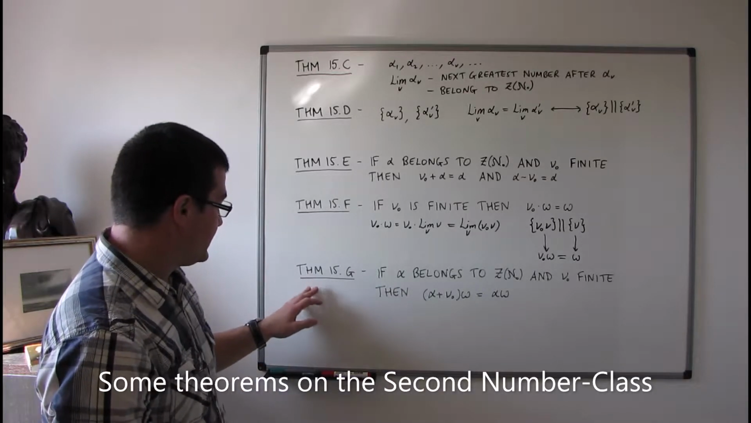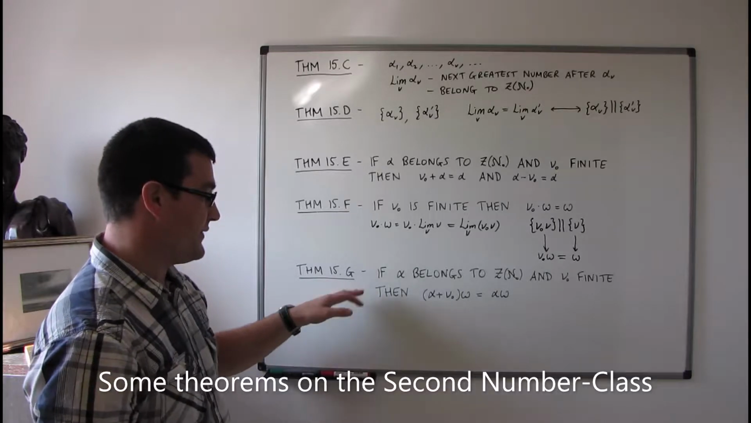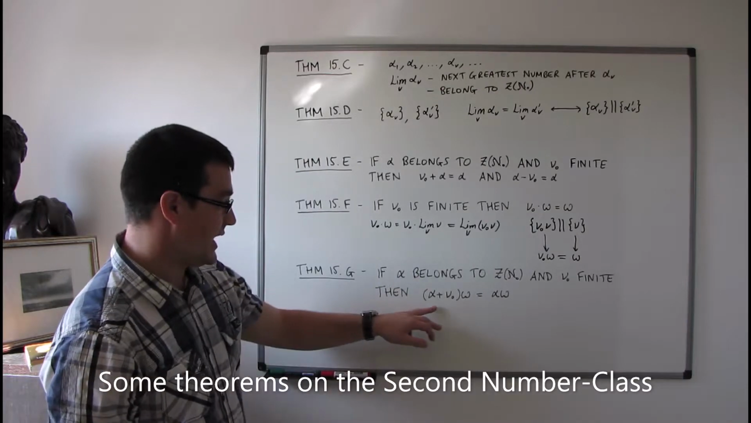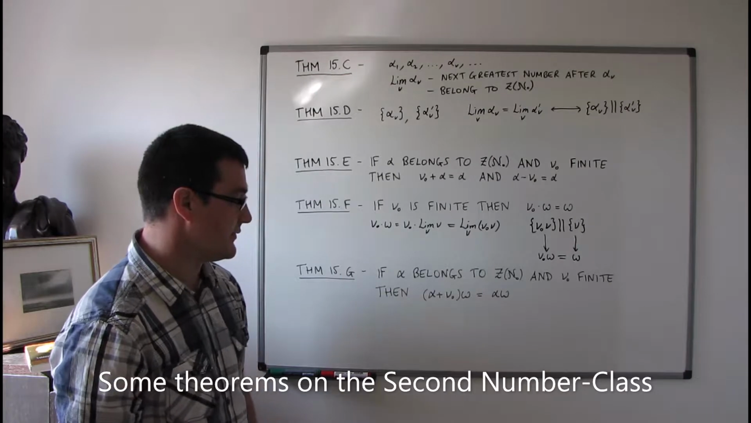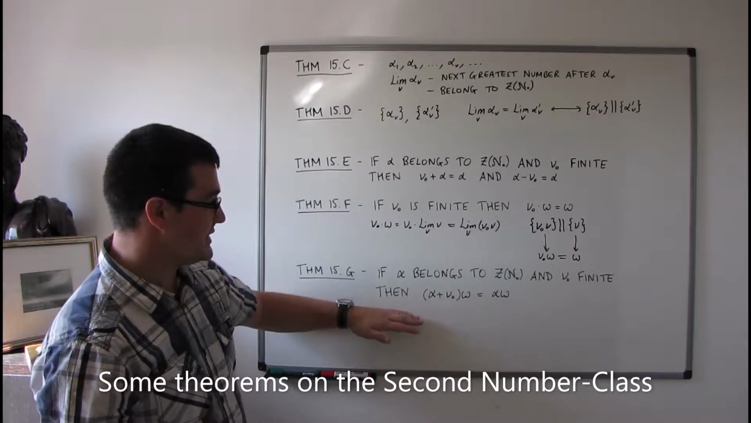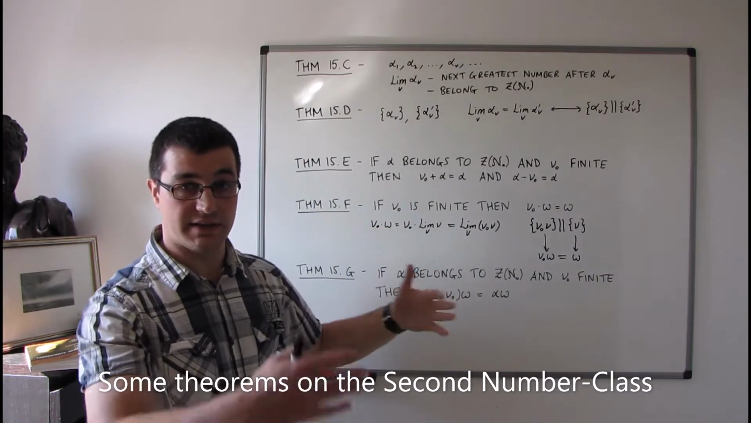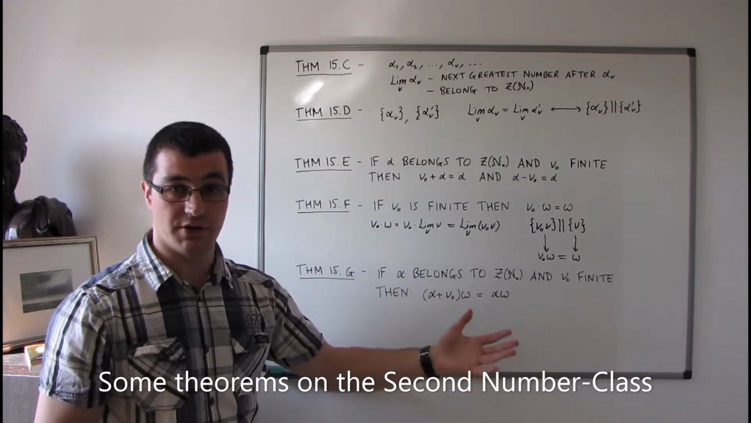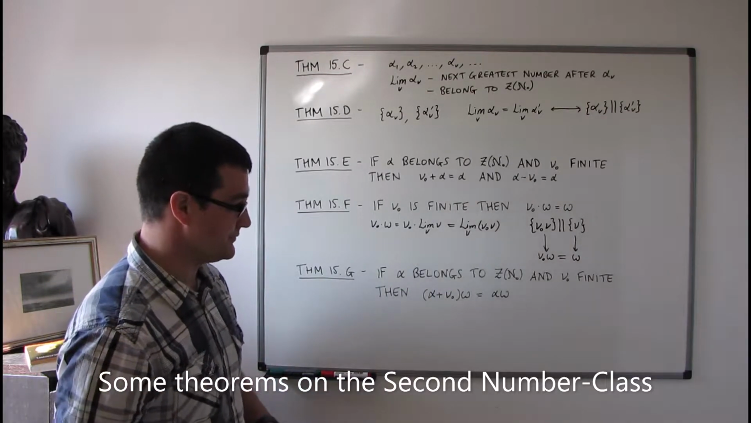And then finally, at least for this little section, 15G: if alpha belongs to the second number class and nu naught is finite, then alpha plus nu naught all multiplied by omega is equal to alpha omega. I'm not going to prove that one, but this is another one that uses theorem 15D. It effectively finds two coherent fundamental series, one of which you know the limit, and therefore if they're coherent, you actually know the limit of the other one as well.